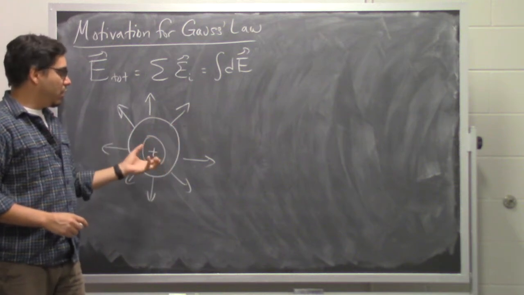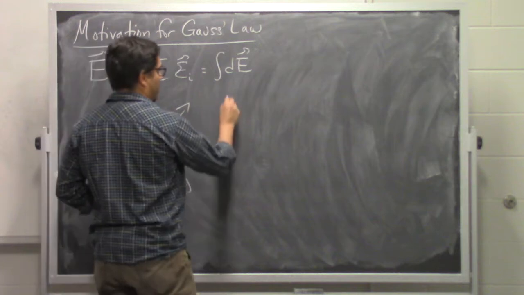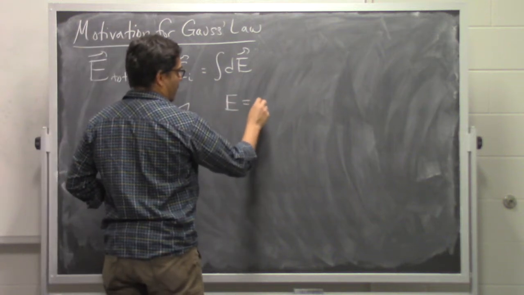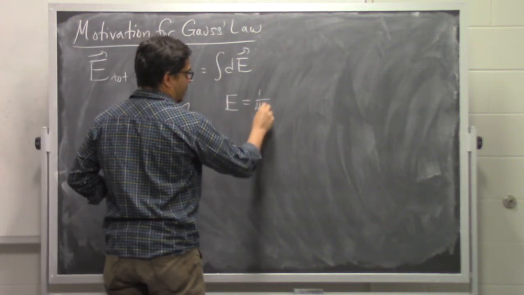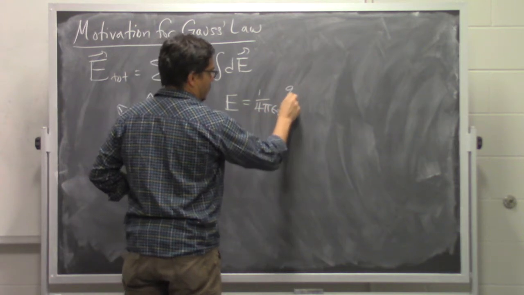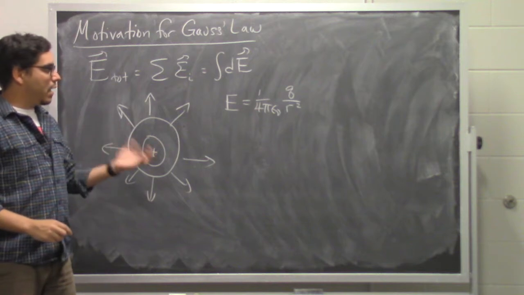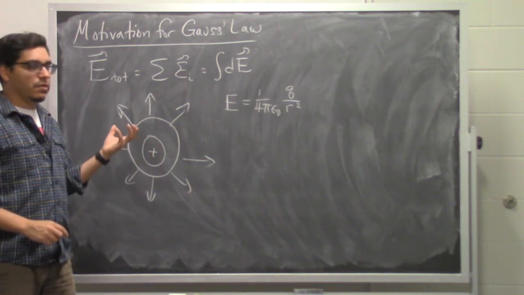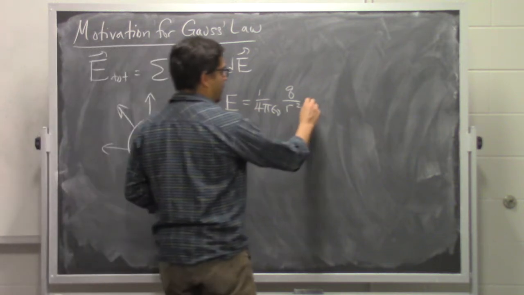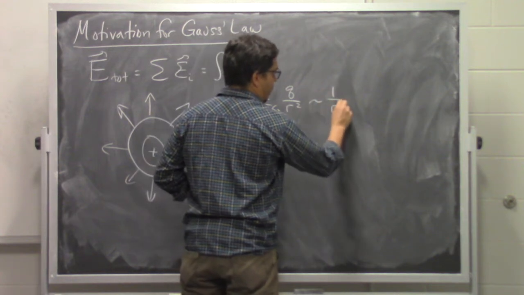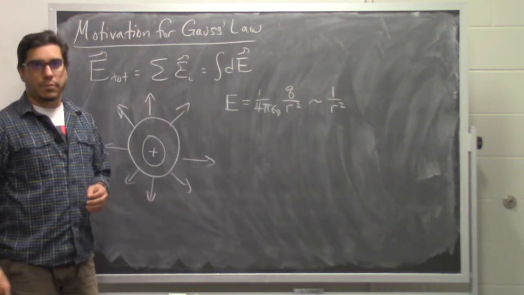So one thing that you know about the electric field, the magnitude of it anyway, is that the total electric field from a point charge looks like that, right? And what happens is it gets smaller as 1 over r squared. So what we say in physics is often that it's inversely proportional to r squared.